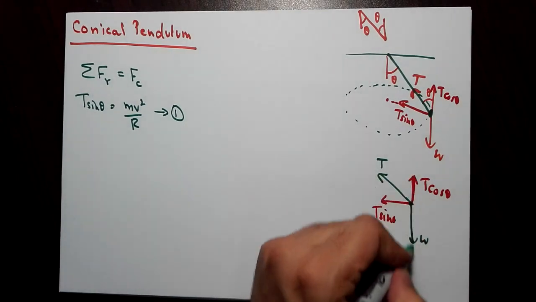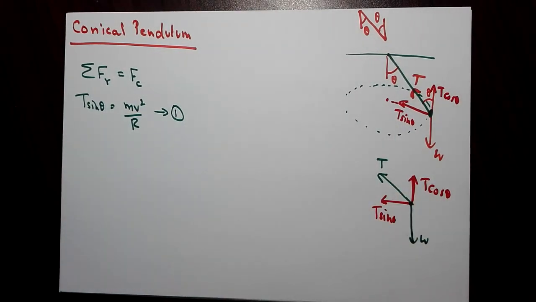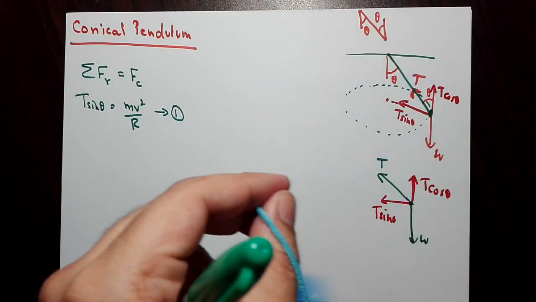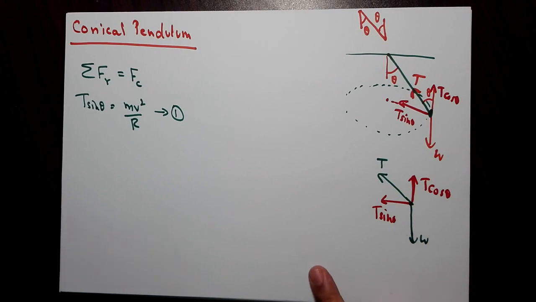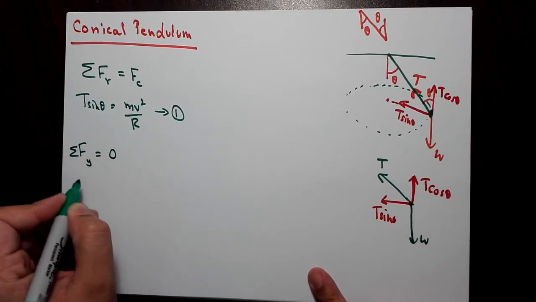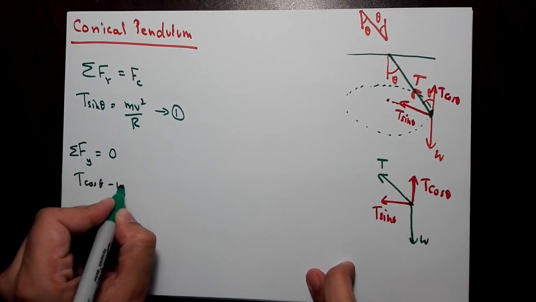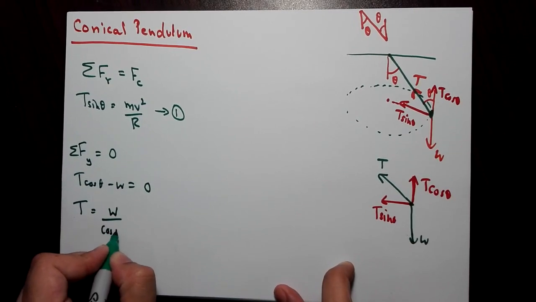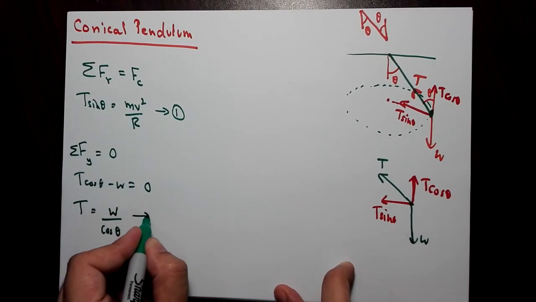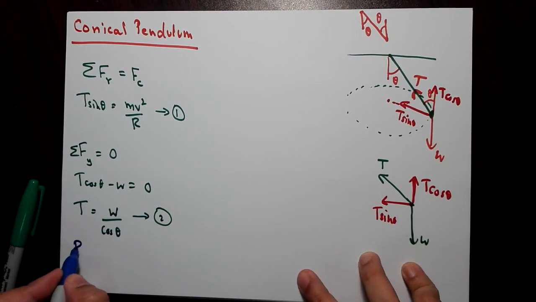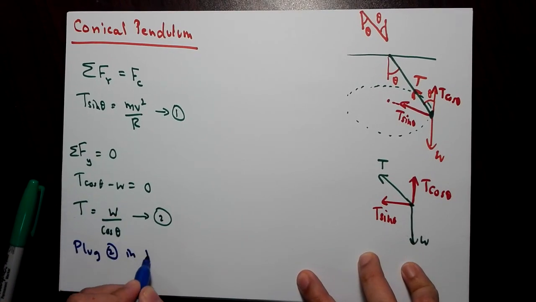The net force in the y direction: there's no motion in the y direction when you rotate the object in this way. There's no vertical motion. So the net force in the y direction equals 0. So you get T cosine theta minus W is equal to 0. So T is W over cosine theta. So that's equation 2. Now let's plug 2 into 1.